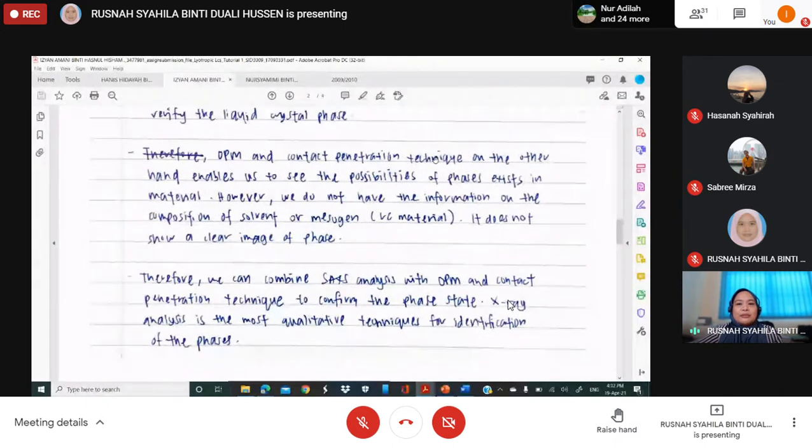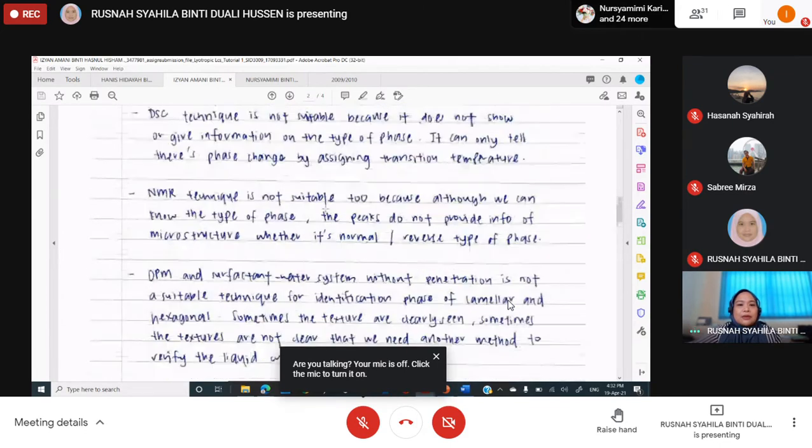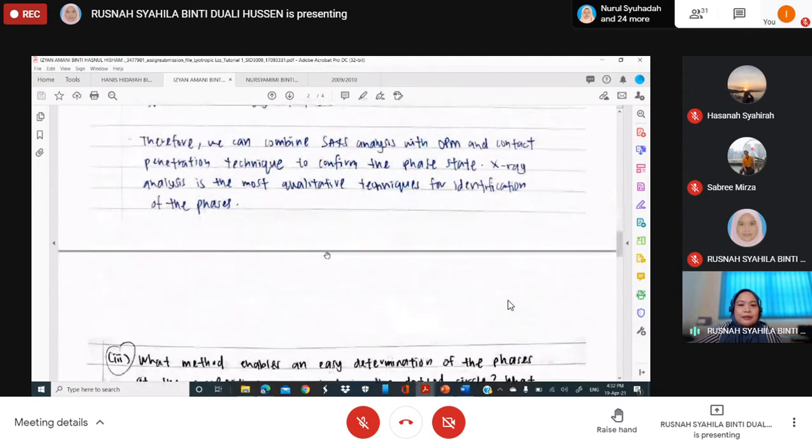Okay, OPM and contact penetration technique, on the other hand, enable us to see the possibility of phase that exists in the material. However, we do not have the information on the composition of the solvent or mesogen. Okay, so also it's a good way to explain. Okay, and in addition, we can combine small angle X-ray analysis with OPM and contact penetration technique to confirm the phase state.